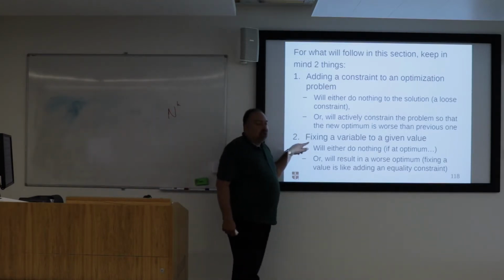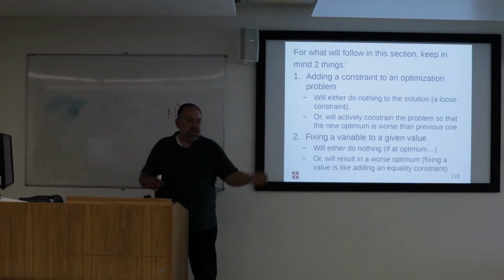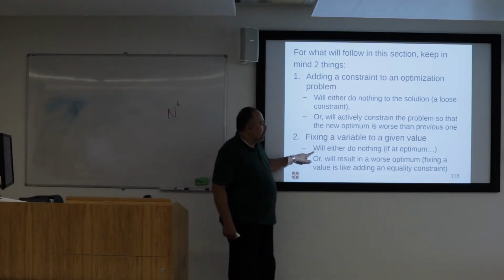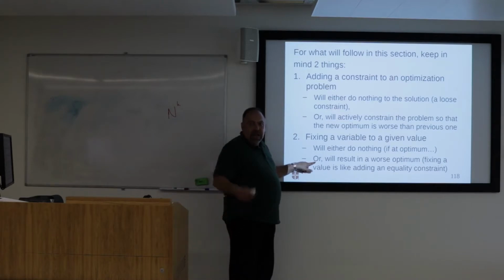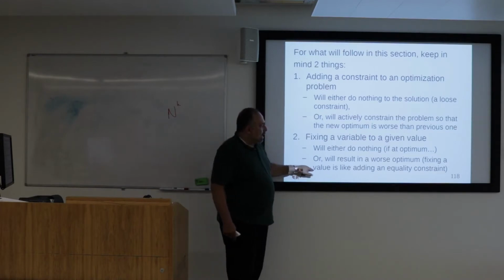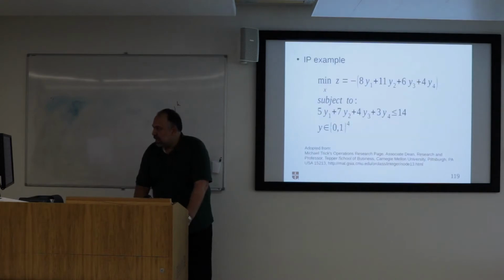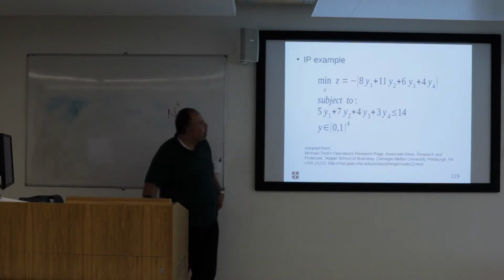If I fix a variable to a given value, so let's say I have a variable which is 0.3, and I either fix it to 0 or I fix it to 1, then it will either do nothing or it will result in a worse optimum, because I've just added a constraint to the problem. I said y equals 1 or y equals 0, whereas in the previous solution it was 0.3. So it's like adding a constraint. With this in mind, let's look at an example.